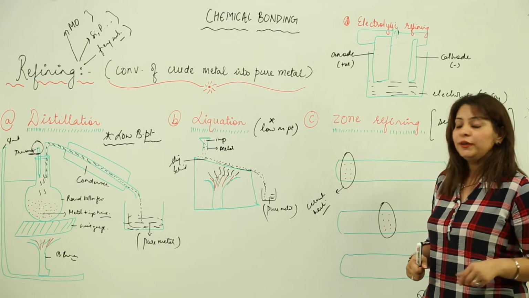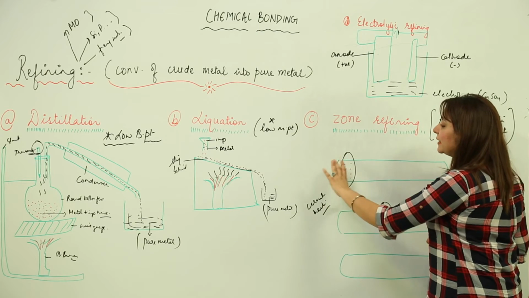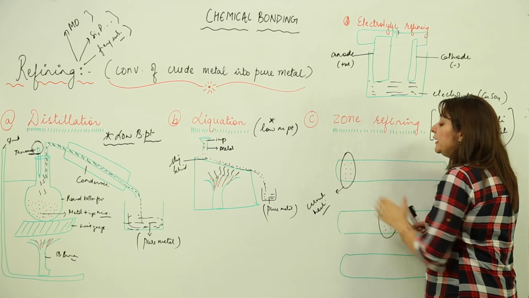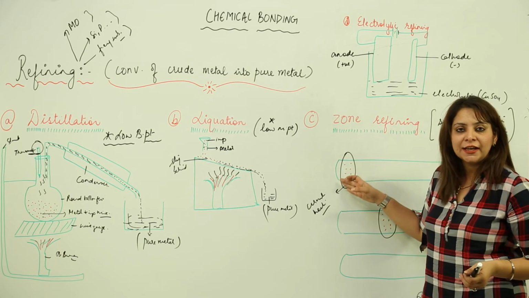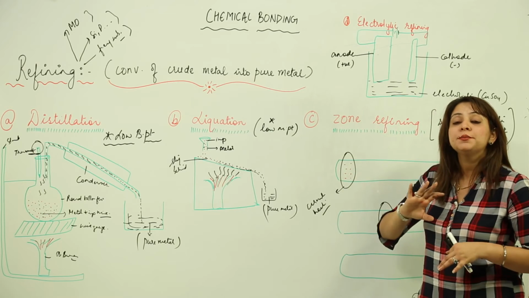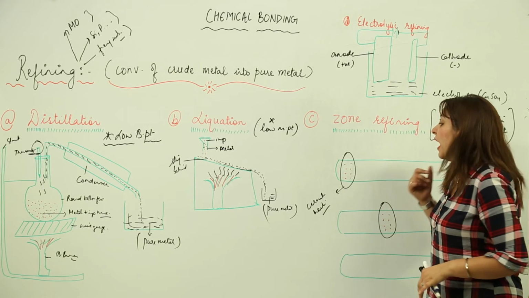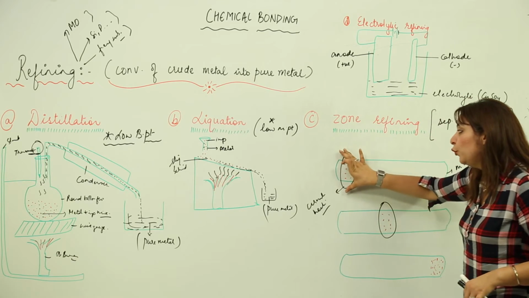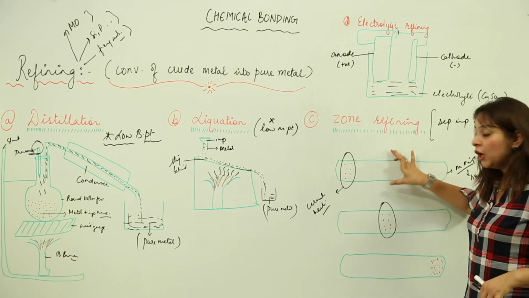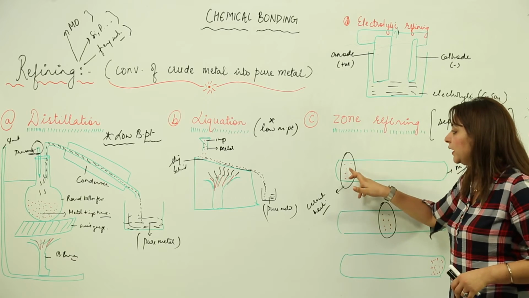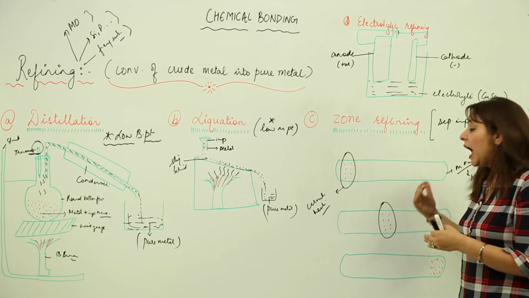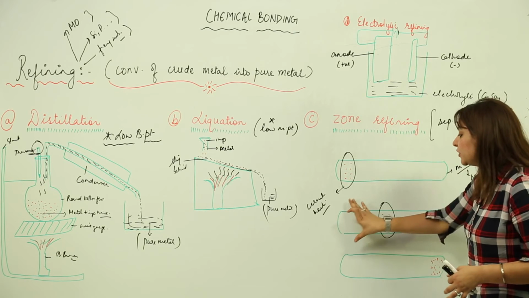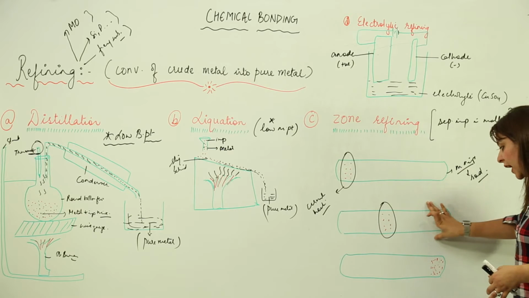I'll make this circular heater enter into the rod, and as it enters, it actually melts the impurities. That means the impurities change into a molten state. And as I told you that this heater is movable, as I move it along the length of the rod, this molten material will flow along, and all the impurities present here will start melting out and move along with the heater.